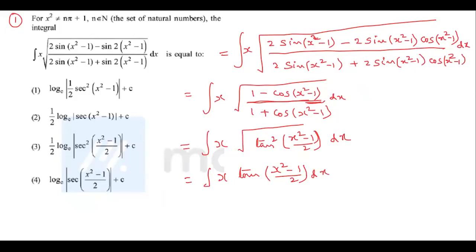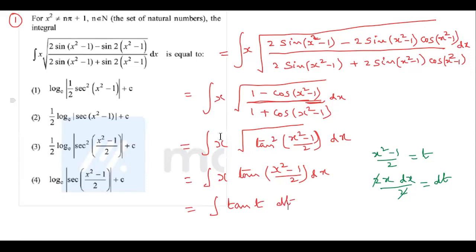Okay, now let (x square minus 1) by 2 be equal to t. Apply the differentiation. X square derivative is 2x, minus 1 derivative is 0, into dx divided by 2, that is equal to dt. 2 will cancel. x dx is equal to dt. Now here, integration tan t dt. What is the integration of tan t formula? Tell me.